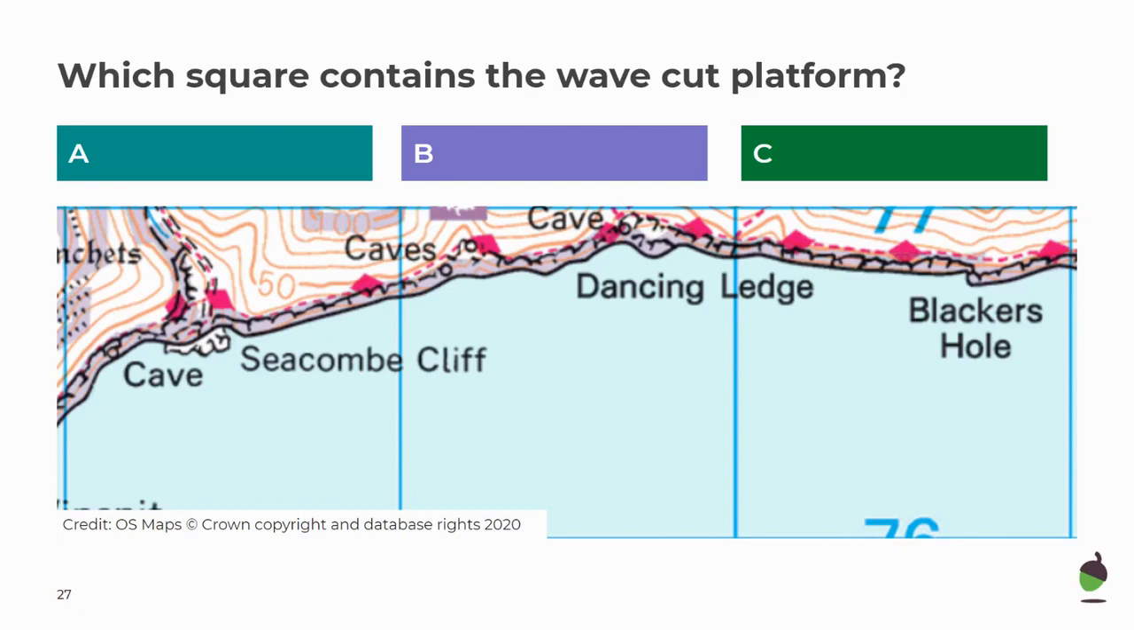Which square contains the wave-cut platform? A, B, or C? 3, 2, 1. And it is A. So just above the V and the E in the word cave, you've got a wave-cut platform.